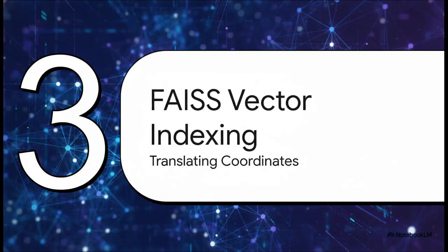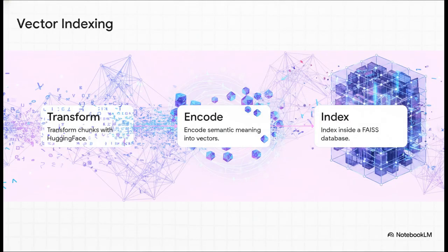Section 3, FAISS vector database indexing. Translating to coordinates. This part is incredibly cool. Once we have our text chunks, we have to translate them.